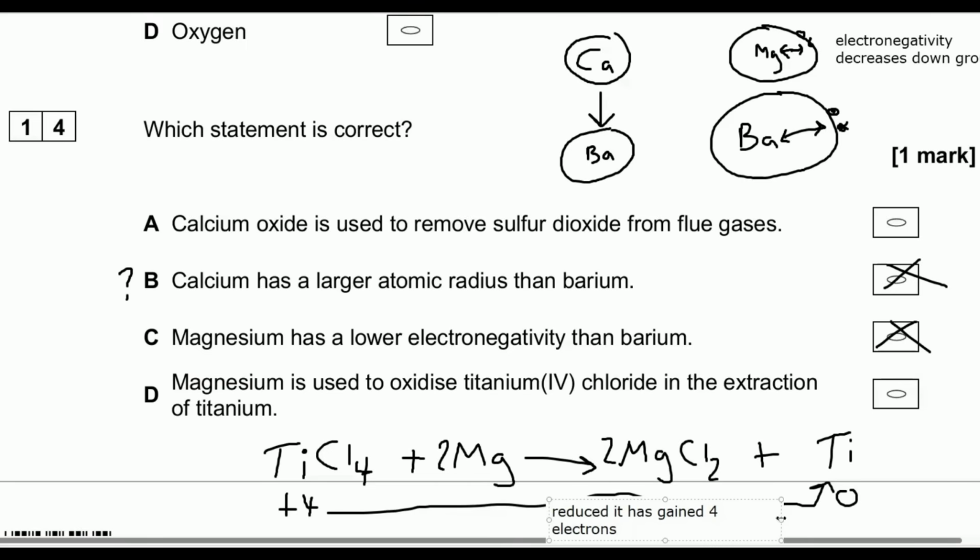So the magnesium itself is oxidized to a +2 state from a 0 state initially. So actually, no, the magnesium is being a reducing agent here and is reducing the titanium. So that's incorrect. And of course, calcium oxide, along with various other substances, can be used to neutralize the acidic gas, sulfur dioxide, from flue gases, and that prevents acid rain.